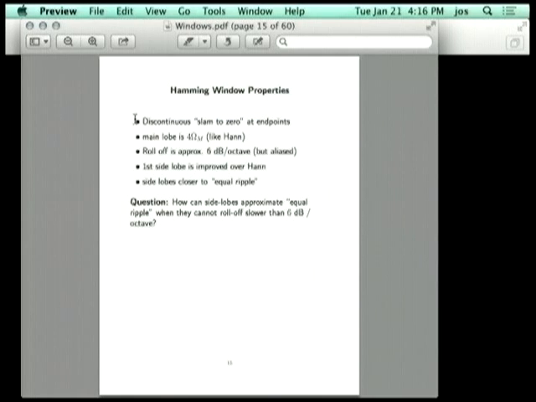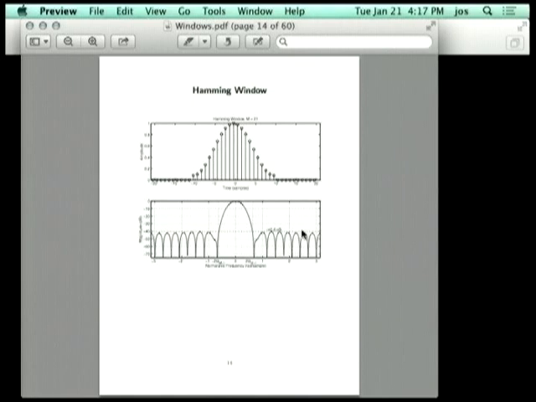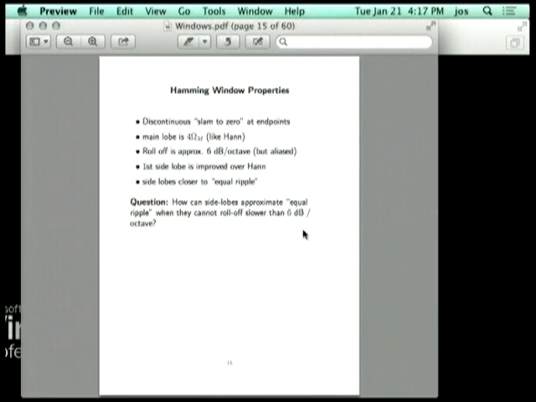Okay, so the Hamming window has the property that it's discontinuous. That means you expect 6 dB per octave. But wait a minute, we're not getting 6 dB per octave. It's pushing it toward uniform. Where's our 6 dB per octave roll-off? We expect 6 dB per octave, but the aliasing is interfering with that.